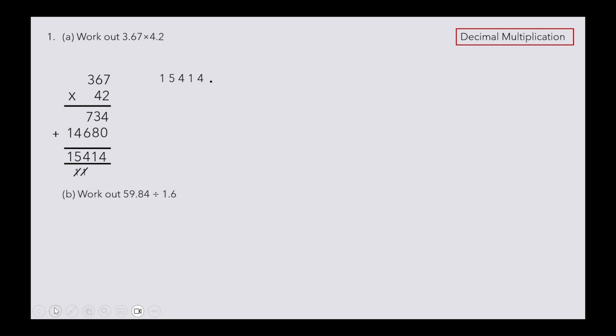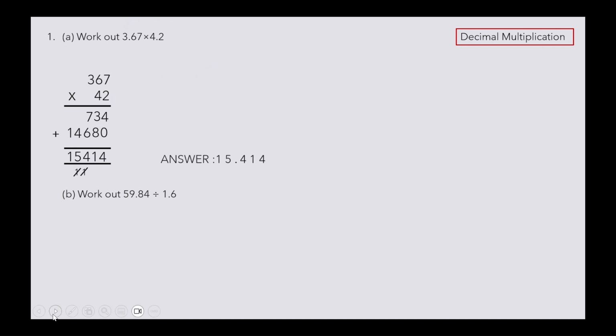So here, how many powers of 10 did we go? 3, because 2 from here and 1 from there, so that's 3 in total. So we have to make it 10 to the 3 times smaller, which is 1,000 times smaller. So I move the decimal point 3 places along, which gives me my answer of 15.414.